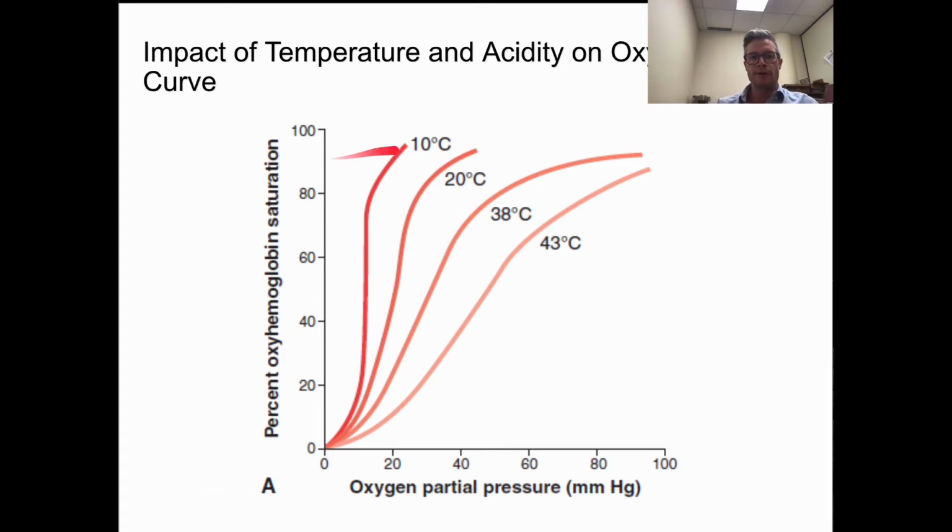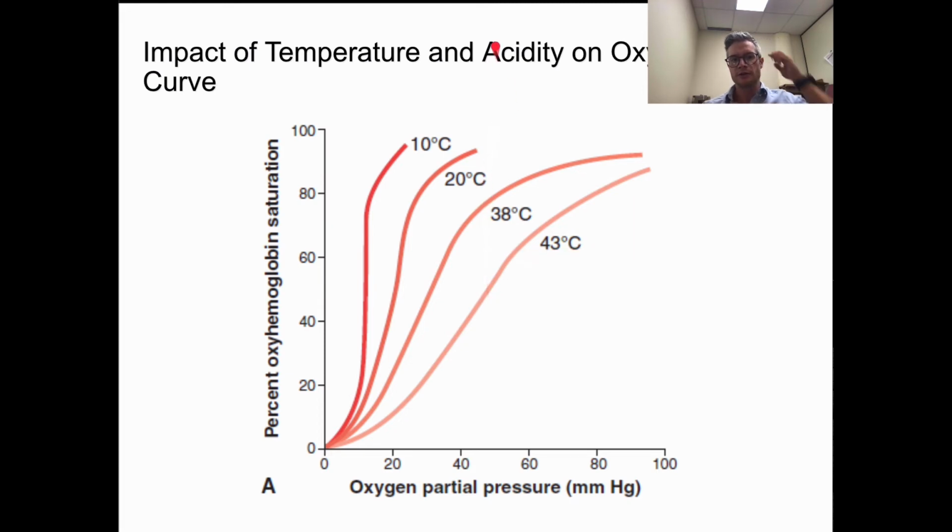At about 90% saturation when we're at partial pressure of 40 millimeters of mercury. And where does that happen again? Just as a reminder, that's in the veins. Okay, so this right shift is what we see with exercise, and that's what we more commonly speak about.